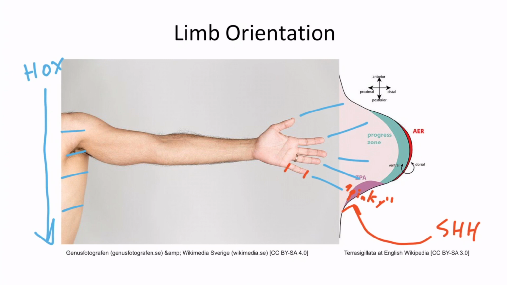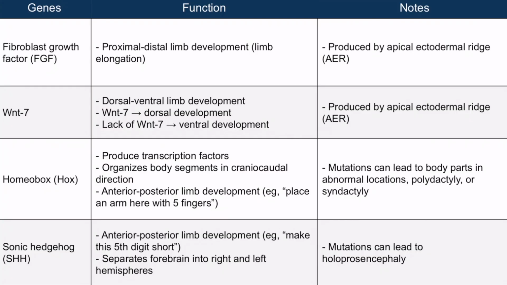So make it this long. This finger should be this long. This finger slightly longer than this one, and then make the thumb look like this. So those are all indicated by the sonic hedgehog genes. So as you can tell, Hox genes and sonic hedgehog genes are very important.